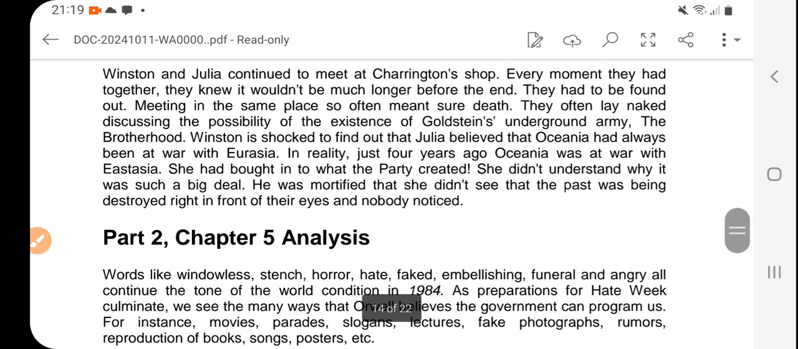Winston and Julia continued to meet at Charrington's shop. Every moment they had together, they knew it wouldn't be much longer before the end. They had to be found out. Meeting in the same place so often meant sure death. So Winston and Julia continuously meet in Charrington's shop, and they are quite aware that it will not go on longer, and one day, if they are caught, it's a big problem for them. It leads to death.